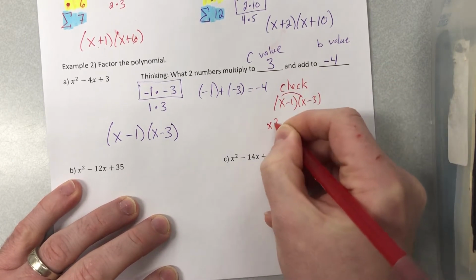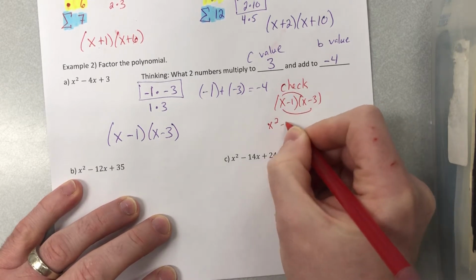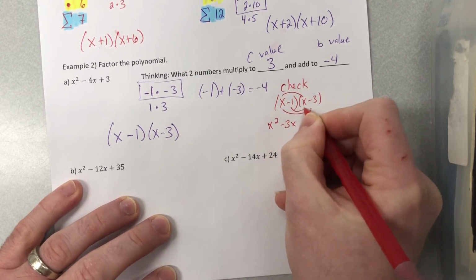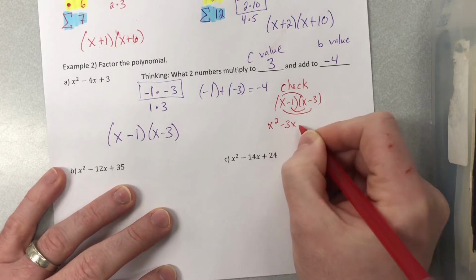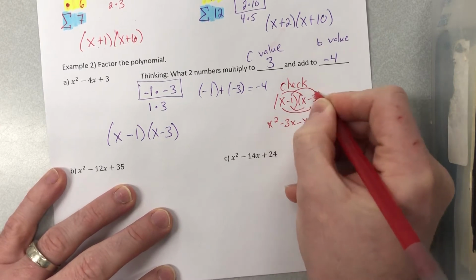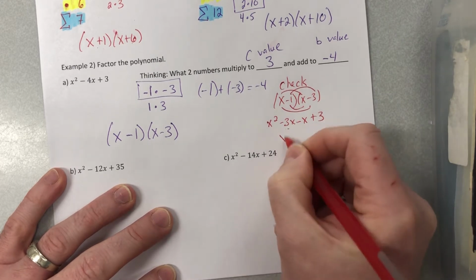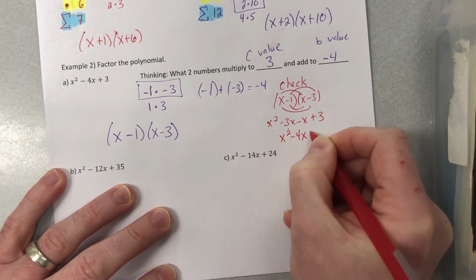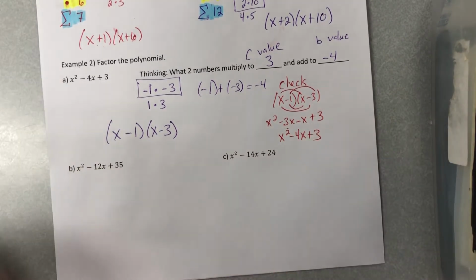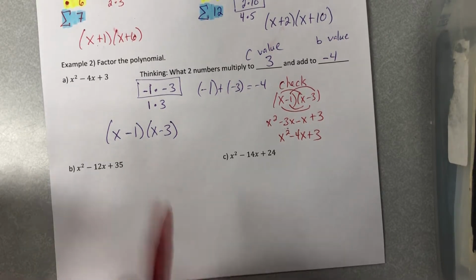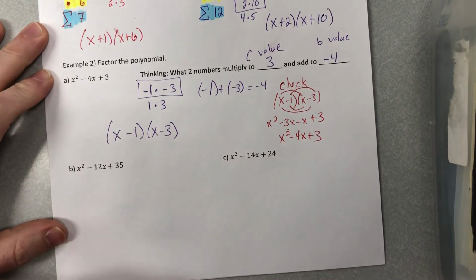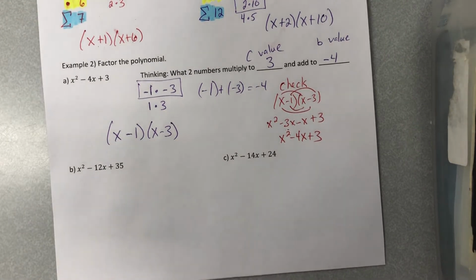And just to show you again, our check: x times x is x squared. X times negative 3 is negative 3x. Negative 1 times x is negative x, and negative 1 times negative 3 is 3. If we combine our like terms, x squared minus 4x plus 3. Okay, so it's important we notice the signs in our trinomial and our parentheses here.